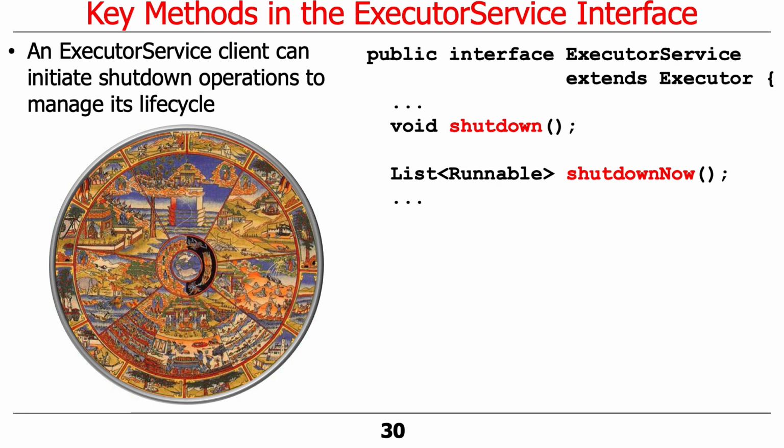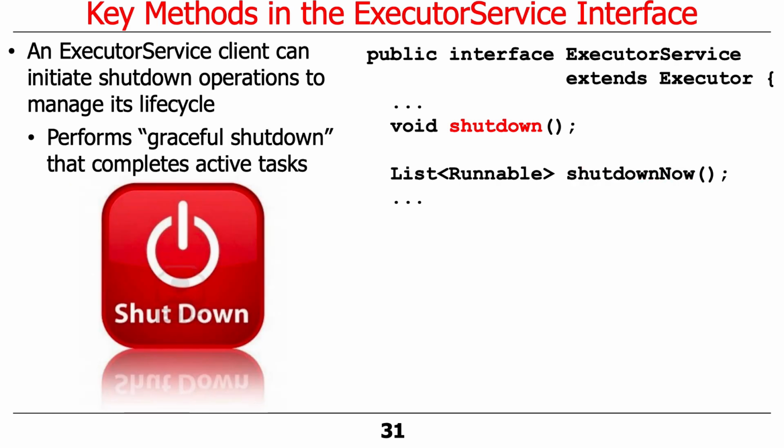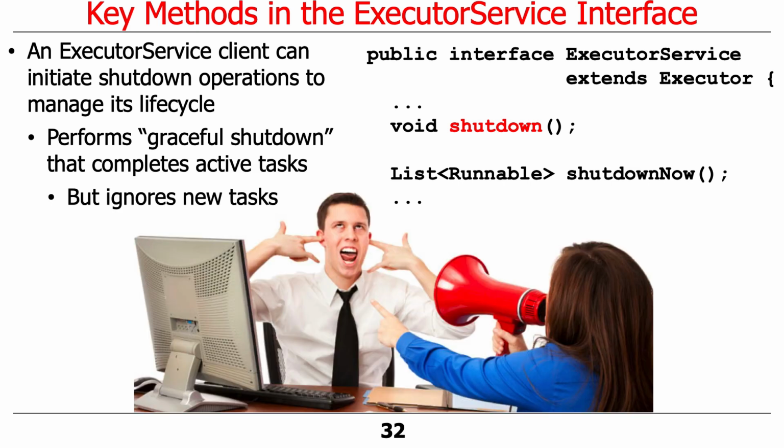There are two methods that are used here, shutdown and shutdownNow. Shutdown performs what's called a graceful shutdown that allows currently running tasks to complete. That's kind of like, the store is closed, but we will let you continue shopping until you're done. But any new tasks will be ignored, which is kind of like saying, the store is closed, we lock the door for coming in, but you can still exit.